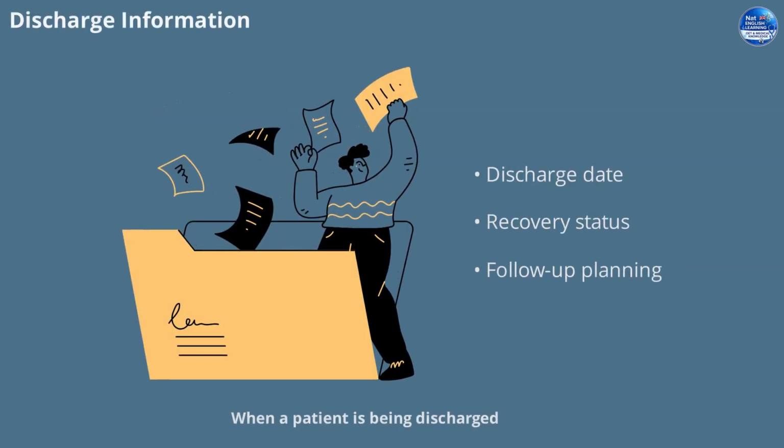When a patient is being discharged, the letter should specify the discharge date and the patient's recovery status. This information is essential for the next provider to plan follow-up care. For example, the patient is being discharged today after a successful recovery. Including discharge information ensures that the recipient knows when to expect the patient and what their current health status is.